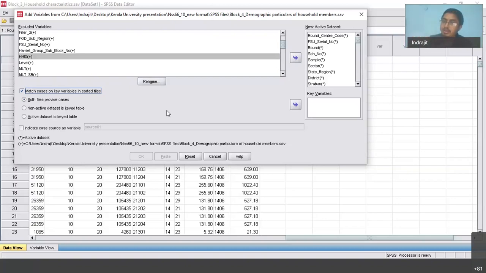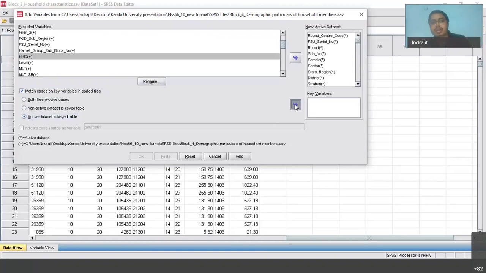Had I opened the other file, the demographic particulars, and wanted to merge with this household characteristics block 3, then I would have to link that non-active data set as the key table. Because the sorted file, the file I want to expand, is always the key table. But in this case, my key table is open. Had I opened the demographic profile and wanted to merge with household characteristics, that time my key file would have been non-active and the other file would have been active. But here the active data set is the key table. I think up to this point, it is clear.